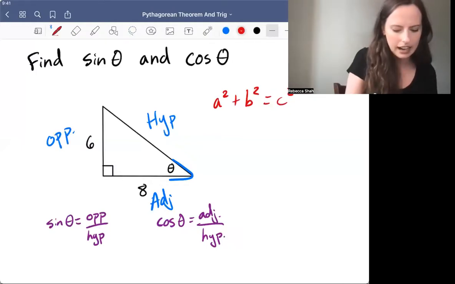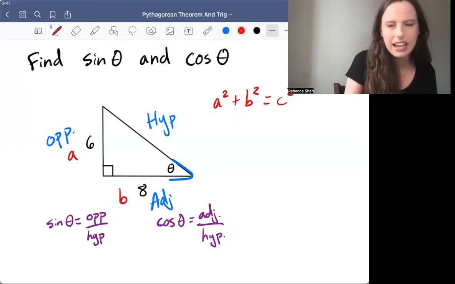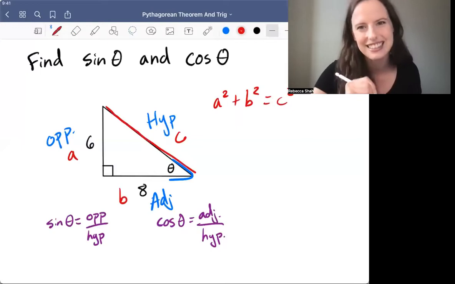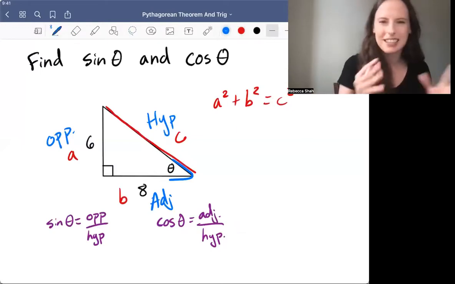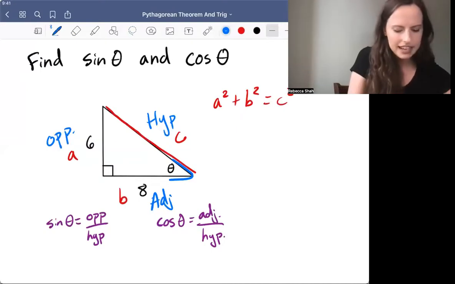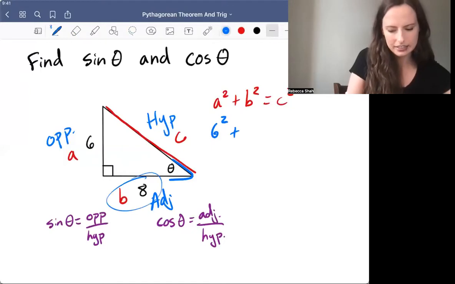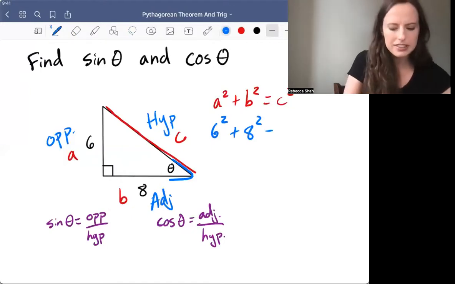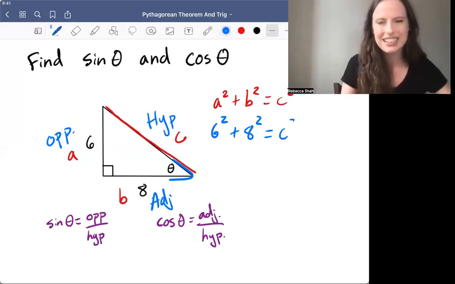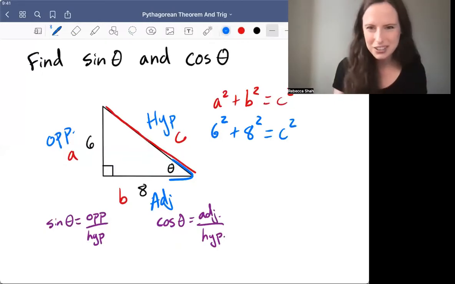So we'll label our sides A, B, and C, and we just want to make sure that we label the hypotenuse as C. The A and B, it doesn't matter which one you label as which, they're interchangeable. Okay, so we have A is 6 here, so we've got 6 squared. B, we said, is 8, so plus 8 squared equals, and then there's that C, the side we don't know, so equals C squared. Now we'll just solve using our algebra skills.